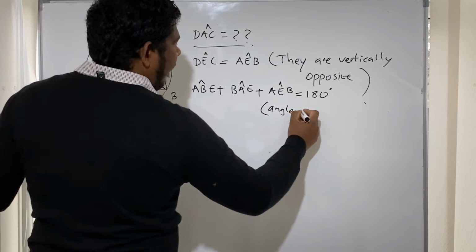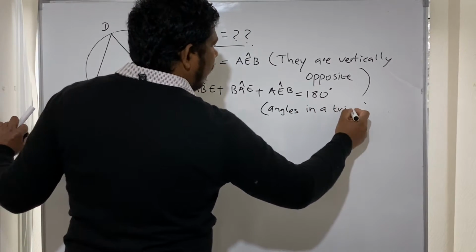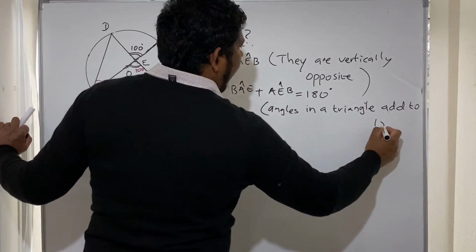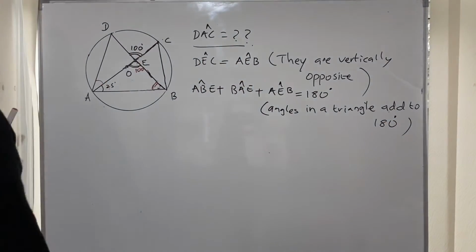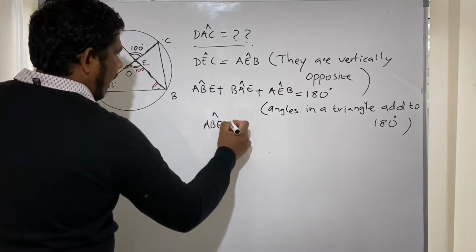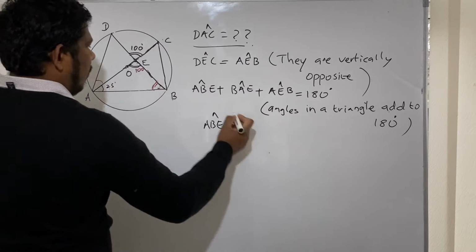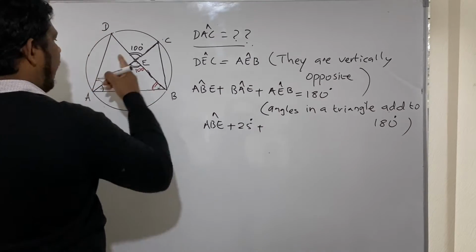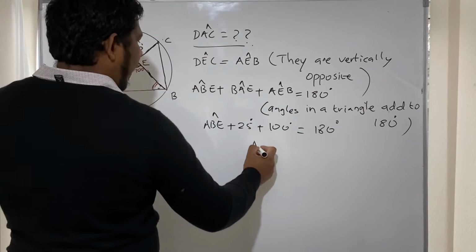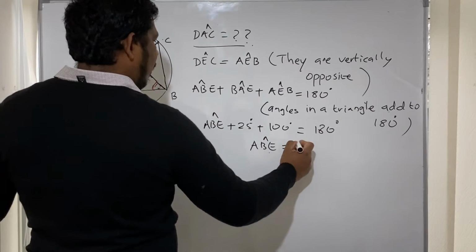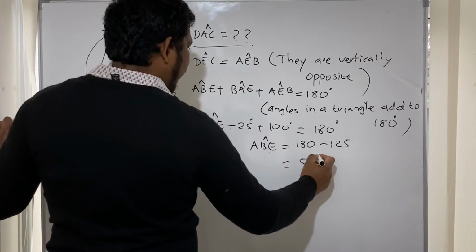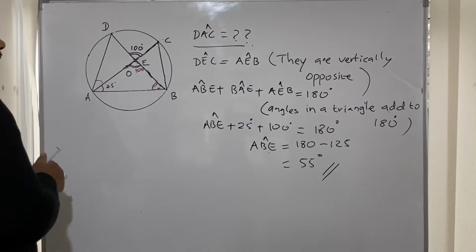Angles in a triangle add to 180. So we can write down angle ABE plus BAC, which is 25, plus AEB, which is 100, is equal to 180. So angle ABE is equal to 180 minus 125. It gives 55 degrees. So we found this angle is 55.